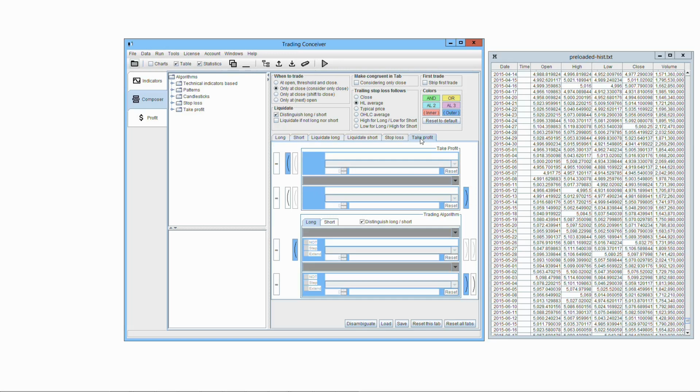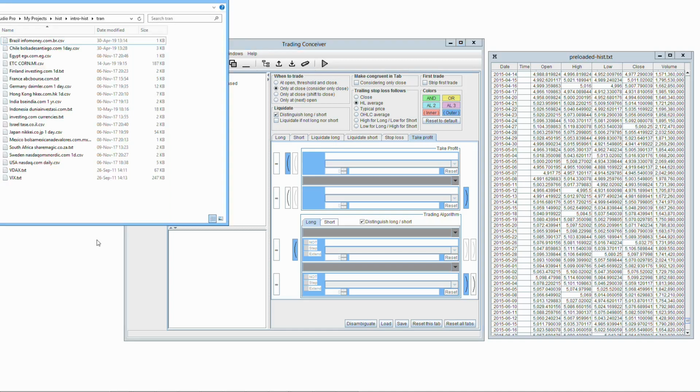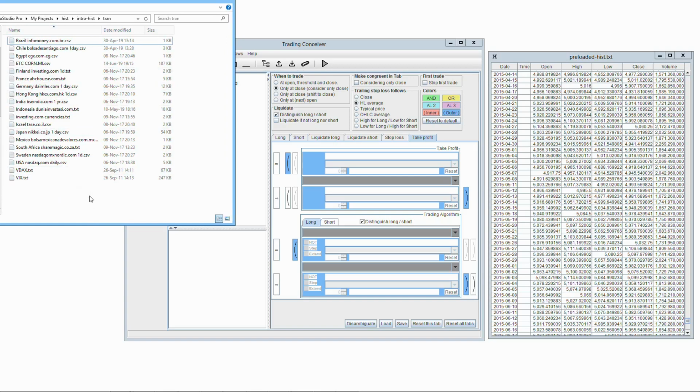Actually, we suggest that you begin using the software with preloaded data, so at the very start you can skip this section altogether. You can come back here after you have had the opportunity to appreciate the power and flexibility of Trading Conceiver. Once you are satisfied with the capabilities of Trading Conceiver, you will want to use your own historical data instead of the preloaded ones. In that case, watch this section in order to learn how to do that.